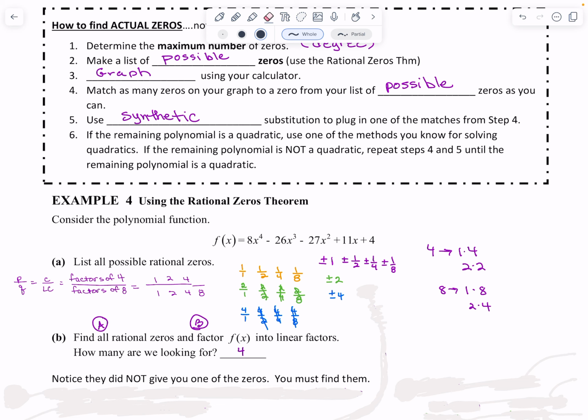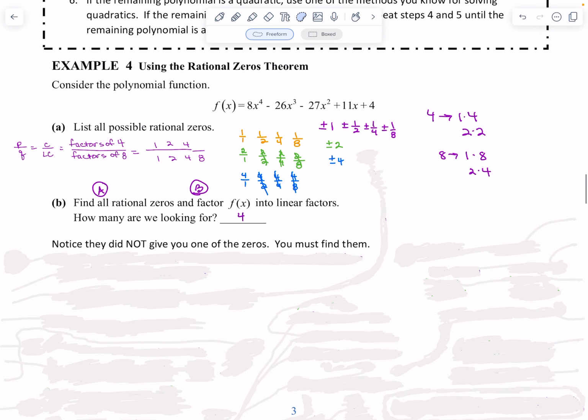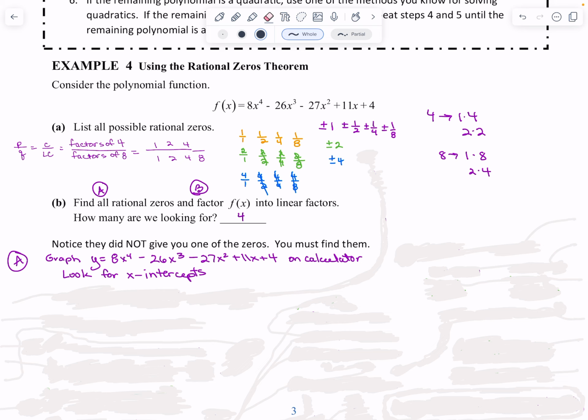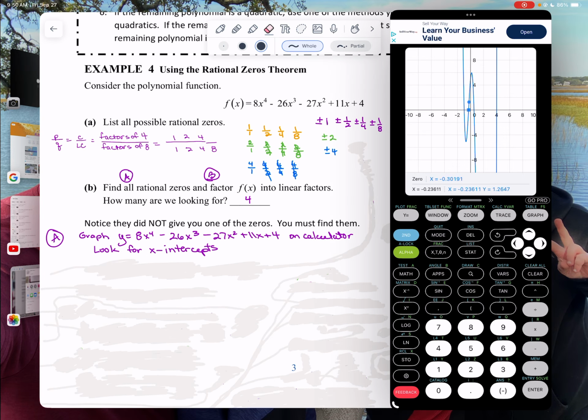So what they're asking is find all the rational zeros. So they want us to find all the zeros. That's the first part. And then they want us to factor. But once we have all the zeros, then it's going to be really easy to factor. So let's figure out how to get our zeros. So remember, the first thing we said was A, we need to graph this equation, stick it on our calculator, and look for our x-intercepts. So let's do that. Let's put that in.